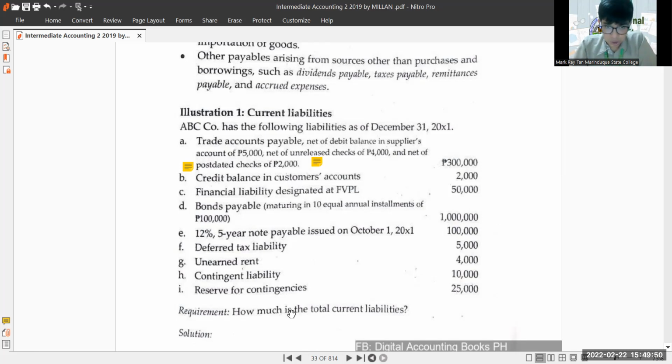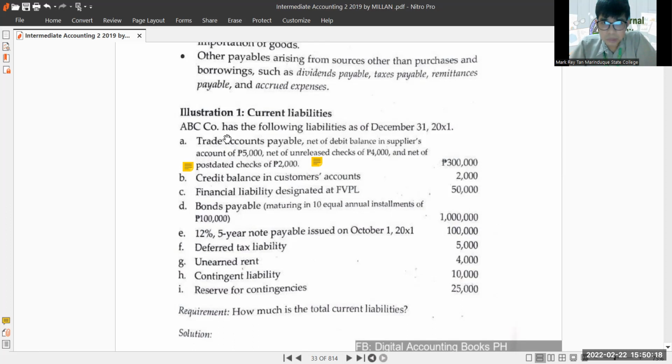Okay, so ang tanong, how much is the total current liabilities? So we have here 1, 2, 3, 4, 5, 1, 2, 3, 4. We have here 9 items to consider if these items will qualify as current liabilities, ano. So okay, so meron namang solution sa baba, pero dito himayin na natin, himayin na natin.